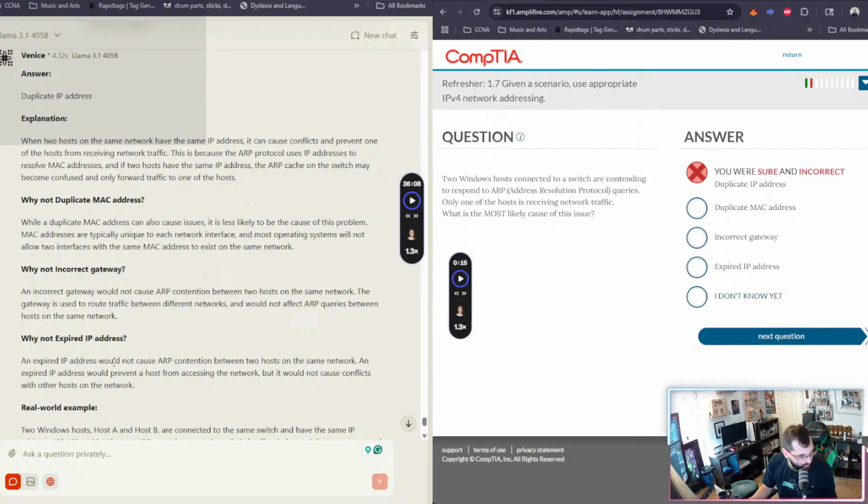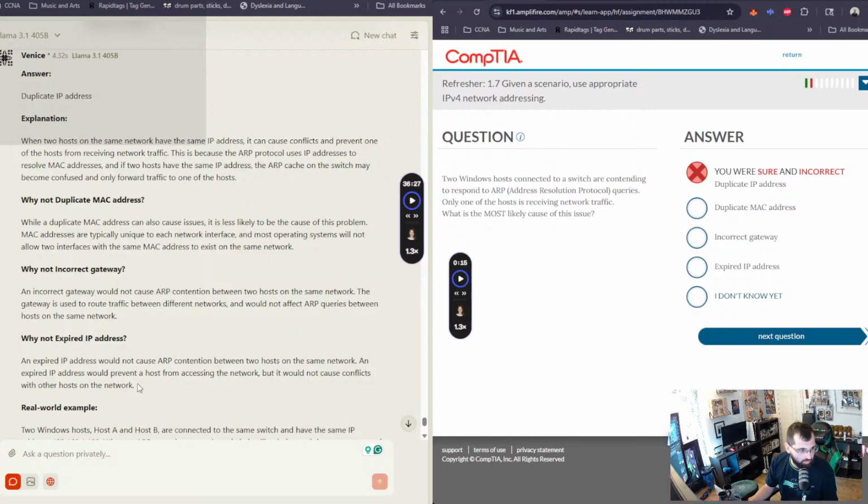An expired IP address would not cause an ARP contention between two hosts on the same network. An expired IP address would prevent a host from accessing the network, but it would not cause conflicts with the host in the network.